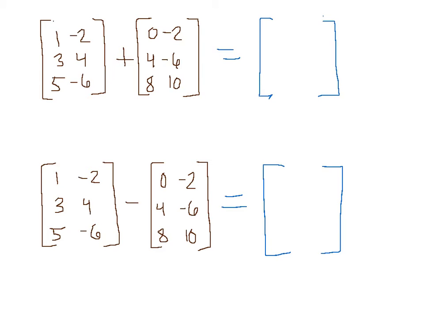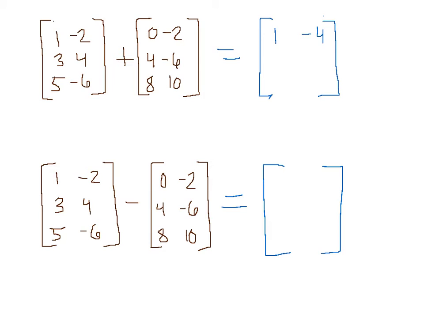All right, so here, like I said, we have 3 rows and 2 columns, 3 rows and 2 columns. We're just going to add the numbers that are in the same spot. So the first numbers we add together, and that's going to be the first number of our new matrix. So 1 plus 0 is 1. Negative 2 plus negative 2 is negative 4.